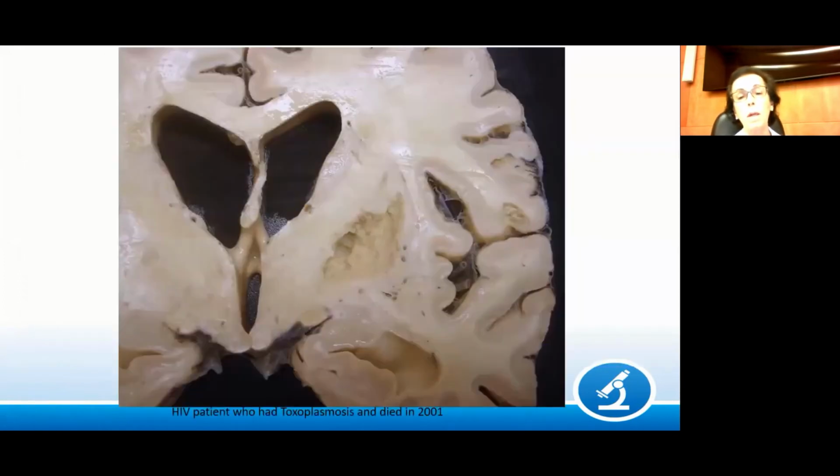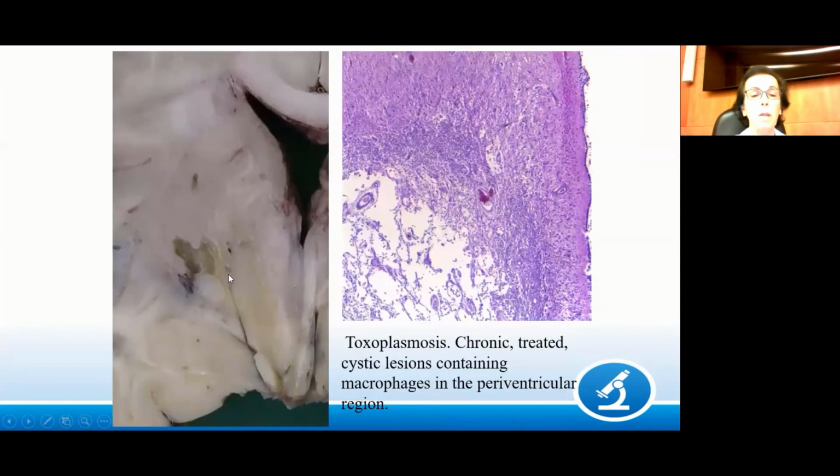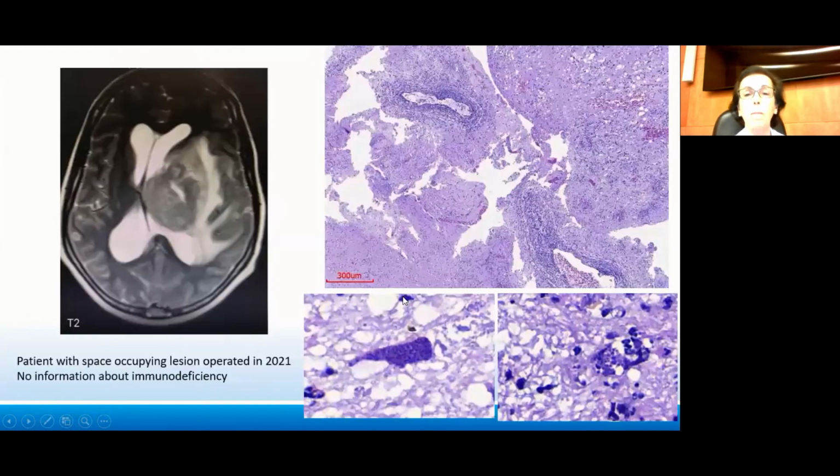But then in the late 90s and beginning of 2000, here in 2001, when patients had already been treated, also with HAART, if they died, we could see this scar, this cavity, cystic appearance, and here too, of treated toxoplasmosis. And histologically, sometimes we can still see inflammation, lots of macrophages, but in other situations we don't see any reaction, what we call the burnout lesion.